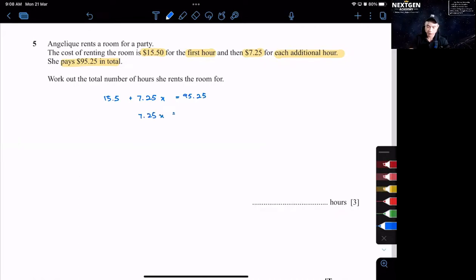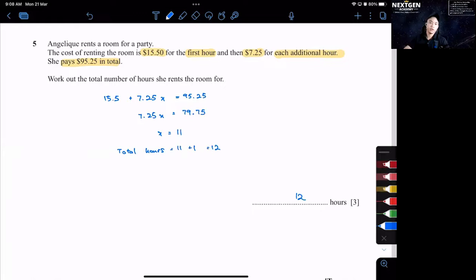95.25 minus 15.5 will give you 79.75. 79.75 divided by 7.25, you get 11 hours. Okay, 11 hours is not the final answer. You have to add back the first hour, which is what you paid 15.50 for, right? So total hours would be 11 plus 1. Total would be 12 hours.